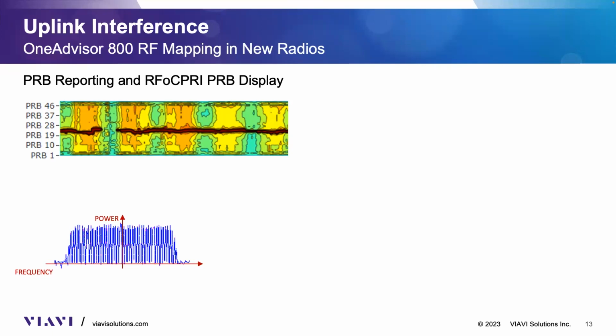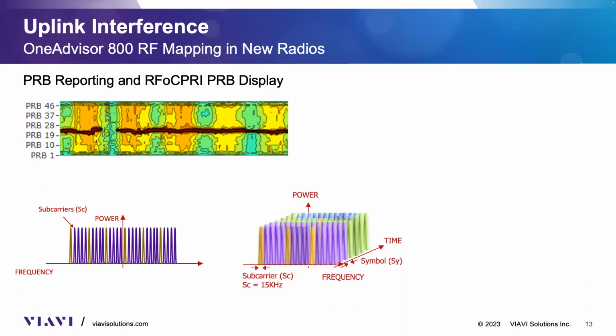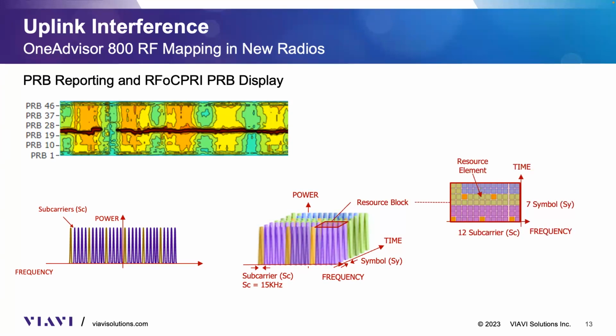It all depends. So again, I have my same reference that I had before, frequency and power. I have all the subcarriers that I mentioned. And this matrix of subcarriers and symbols, more specifically 12 by 7 in LTE, 12 by 14 in 5G, creates a PRB. So how wide is a PRB, and is it the same in 5G and LTE?